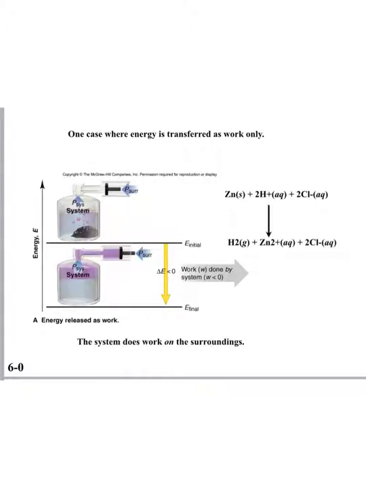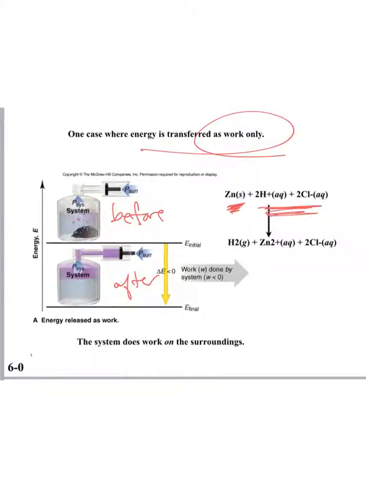Here's a case where energy transfers in the form of work. You don't see this a lot in chemistry, but I think it's worth showing an example. So here, this is the before, this is the after. The before takes zinc metal and puts it in a hydrochloric acid solution. Notice what happens. You make a bunch of bubbles. The bubbles are H2 gas, and the bubbles create this purple gas, and it pushes on the piston.